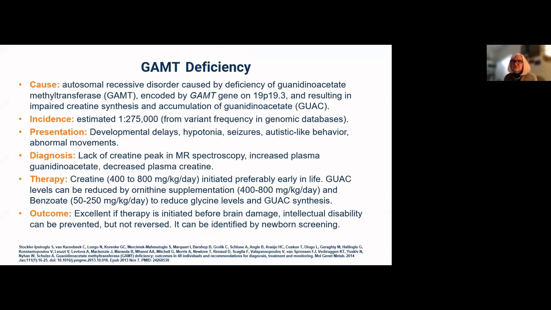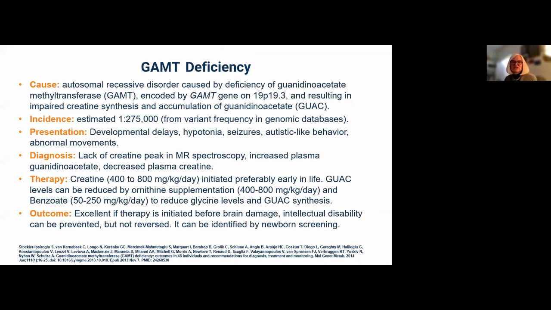So GAMT deficiency is an autosomal recessive disorder. The gene GAMT is localized on the short arm of chromosome 19. And the incidence is estimated using frequency from genomic databases, estimated in 1 in 275,000. And given the latest newborn screen result, this is probably also the number that is correct.